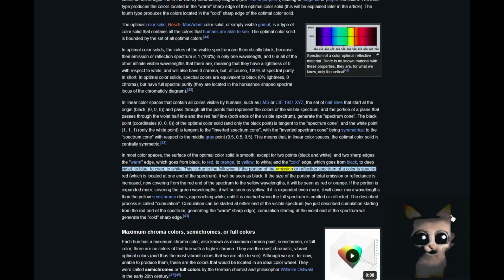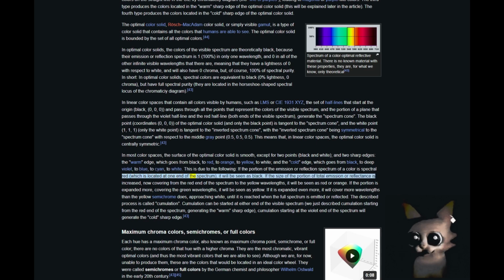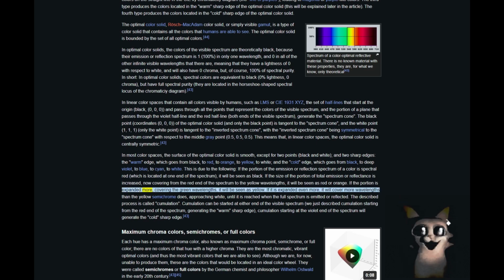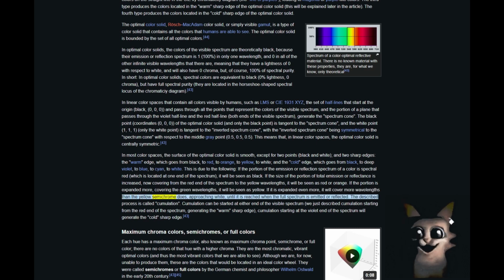If the portion of the emission or reflection spectrum of a color is spectral red, which is located at one end of the spectrum, it will be seen as black. If the size of the portion of total emission or reflectance is increased, now covering from the red end of the spectrum to the yellow wavelengths, it will be seen as red or orange. If the portion is expanded more, covering the green wavelengths, it will be seen as yellow. If it is expanded even more, it will cover more wavelengths than the yellow semichrome, approaching white, until it is reached when the full spectrum is emitted or reflected.